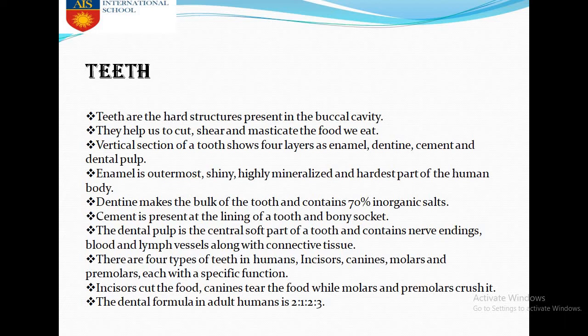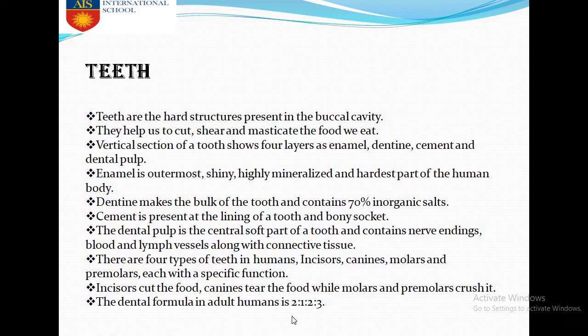And then the 4 more teeth which have a cusp-like structure are premolars, and then again 6 molars. Both premolars and molars help in chewing the food, crushing and grinding the food. Clear?